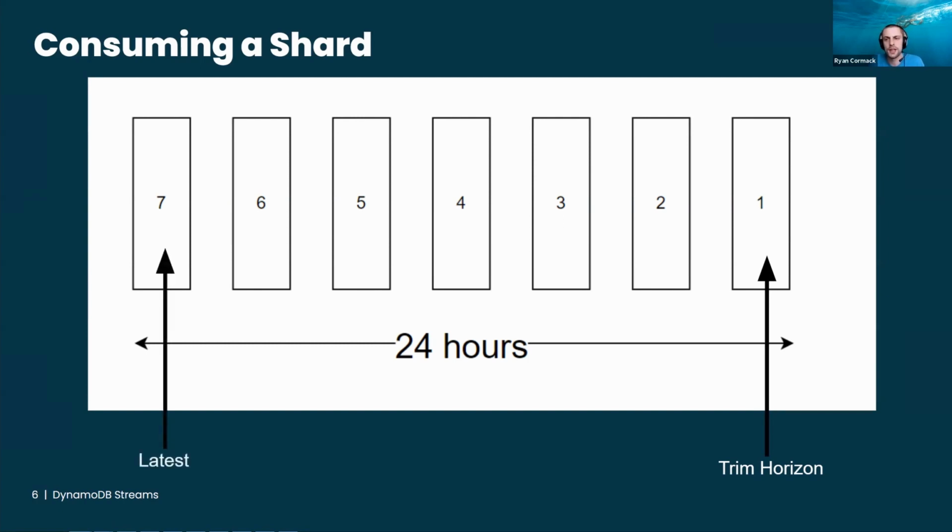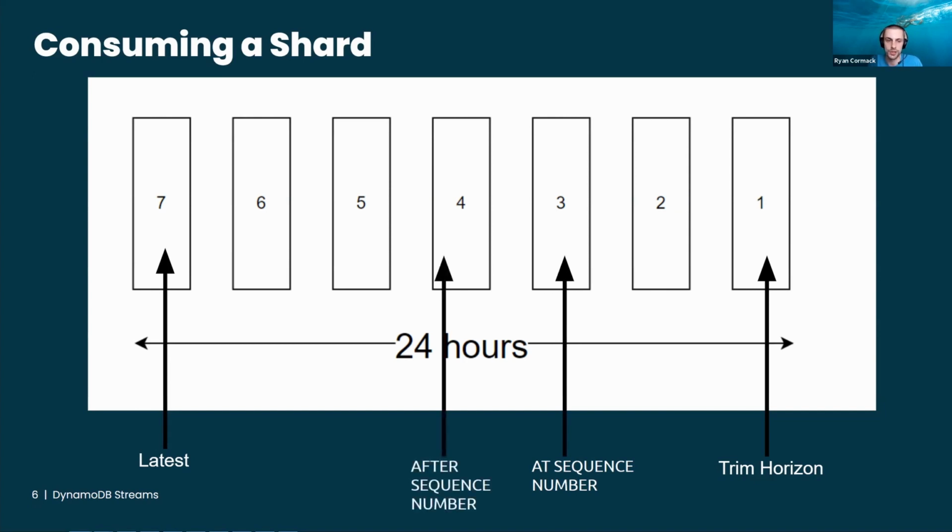We've got the latest, so that is when you start processing the stream, that'll be the very start of the latest record that's been added to it. And then we've got at sequence number, which is, I want to start processing at a specific given point on the stream, and after sequence number, which is exactly after that specific given point on the stream.